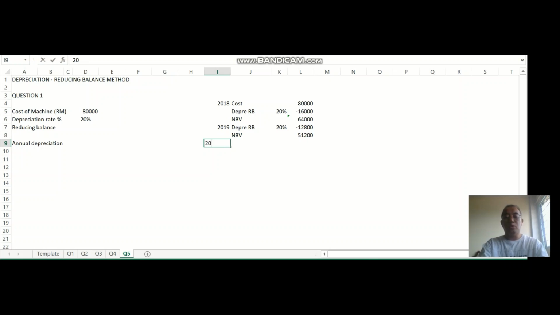In 2020, let me see if I can do the cut and pasting. Let me check the formula. Yes, it can be used. For the depreciation for 2020, you take the 20% and multiply with the previous value. So this is your net book value for 2020.